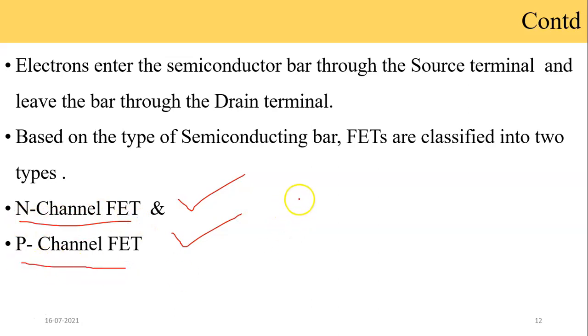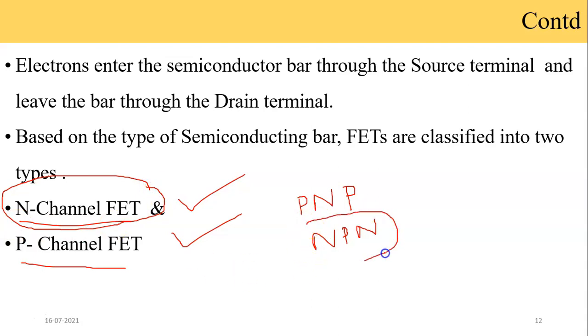If you remember your BJT, we have seen two types of transistors: PNP transistor and NPN transistor. But what is the difference? In the case of an N-channel FET, electrons are the charge carriers. That's all. Whereas in an NPN transistor, you have both electrons and holes. In a PNP, both holes and electrons. That's why it was called bipolar. That is the difference between these two.